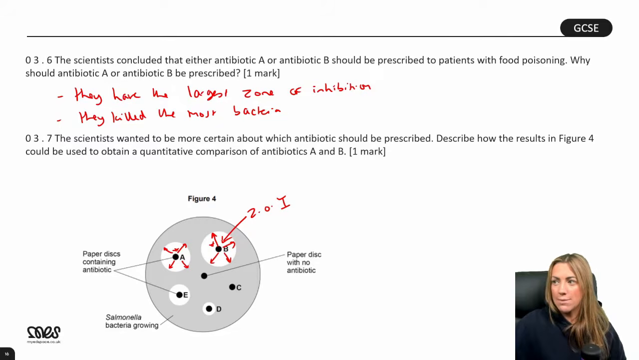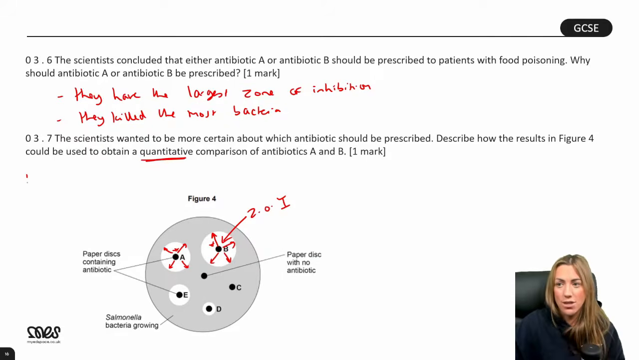The scientists wanted to be more certain about which antibiotic should be prescribed. Describe how the results in figure 4 could be used to obtain a quantitative comparison. Quantitative means numerical data. So what we're going to have to do here is actually measure the area. It looks like the zone of inhibition is bigger for B than A, but what we could do is actually measure that circular area to get quantitative data. Now, how do we find the area of a circle? Well, you actually don't need to go that far.